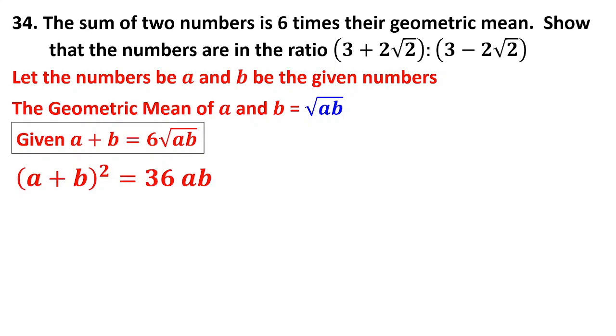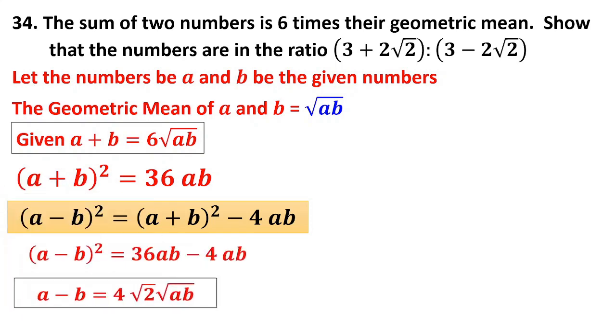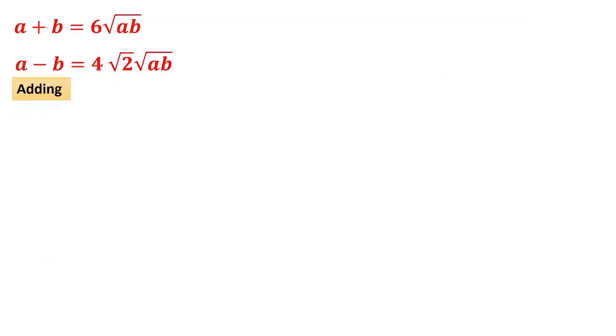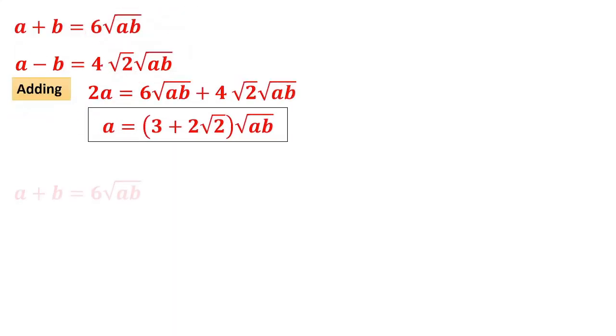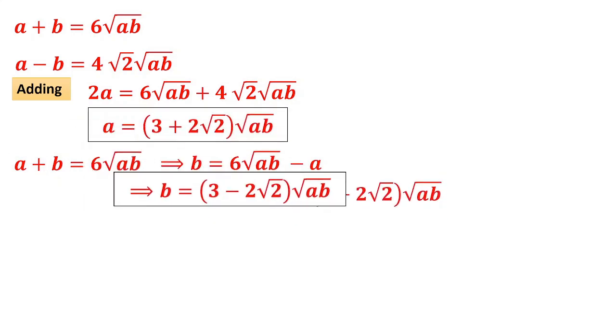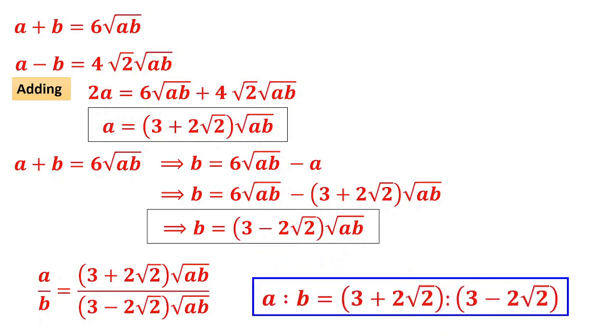The sum of the numbers a plus b is 6 into root ab. Square it, and we know the formula for a minus b whole square also, for we are finding a minus b also. We are finding a plus b and a minus b, and you add them, you will get the value of a, and from that you can get the value of b, and we get both. Now they want the ratio a by b. I am finding it. a is to b is 3 plus 2 root 2 and 3 minus 2 root 2.